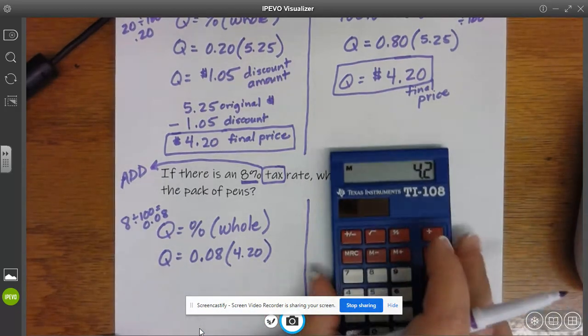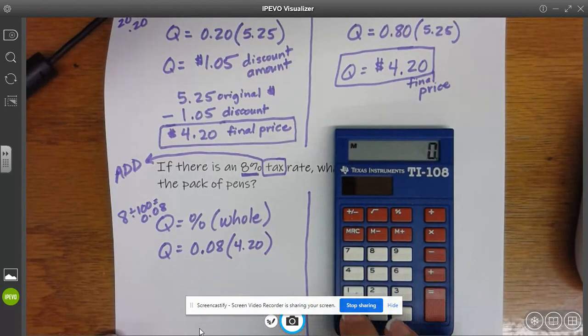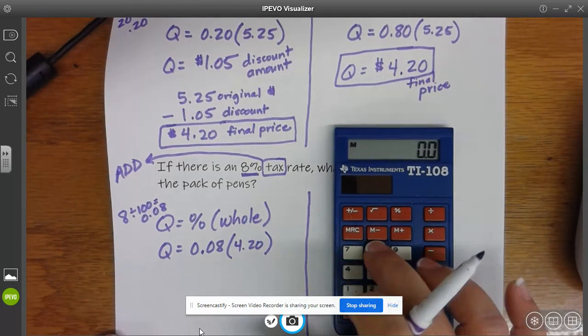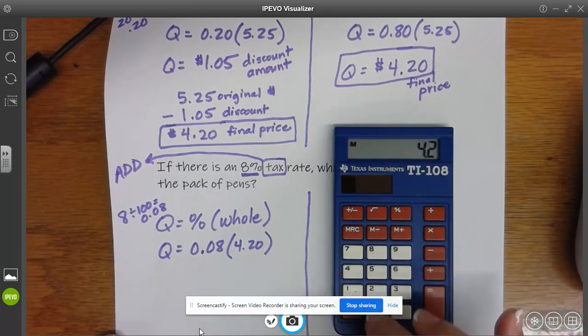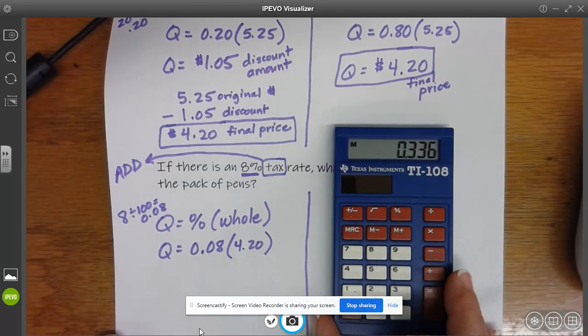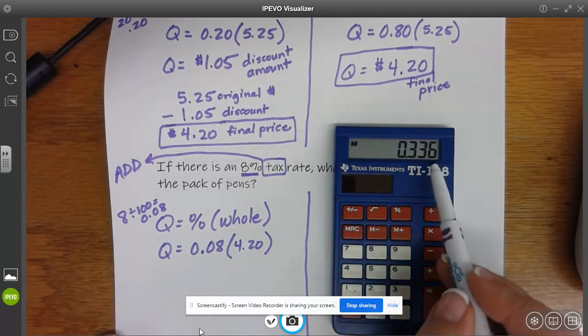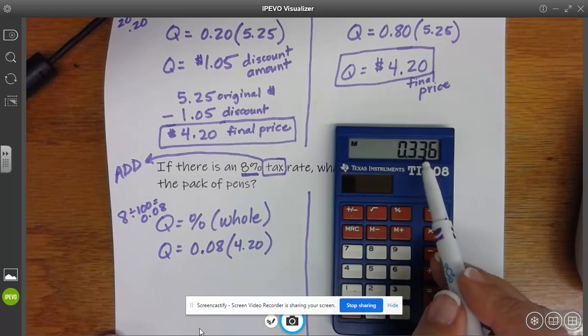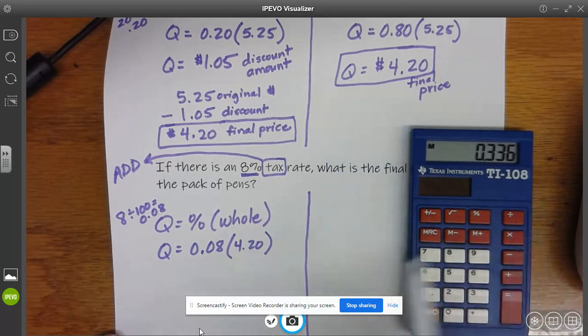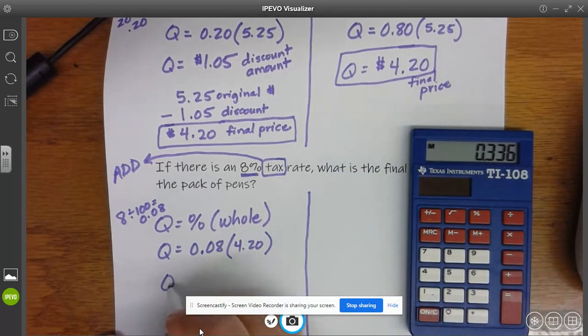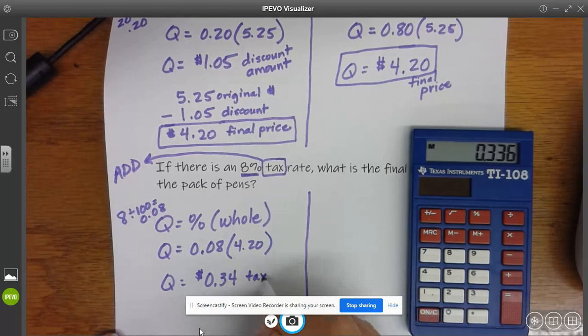All right, so to figure out what our tax amount is, get my calculator, multiply 0.08 times $4.20, and I get 0.336. Well, since we know change in money is to the hundredths place, we have to round off. The 6 tells the 3, 6 is 5 or more, so the 3 is going to score. So it's not going to be 33 cents, it's going to score and be 34 cents. So our total tax amount is going to be 34 cents. Okay, so this is our tax amount.